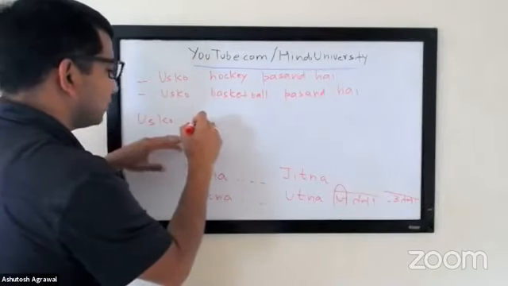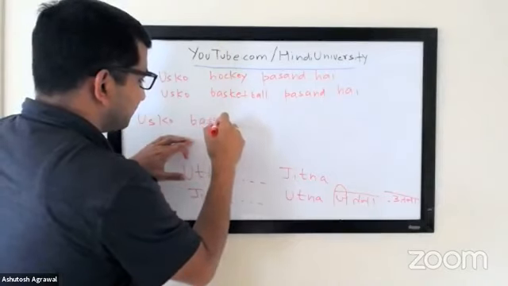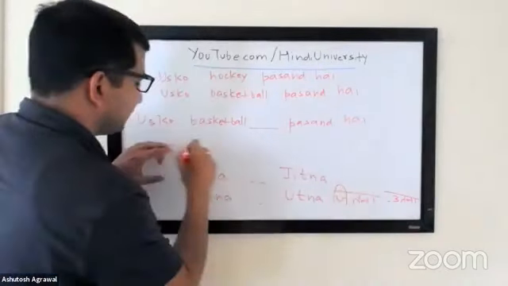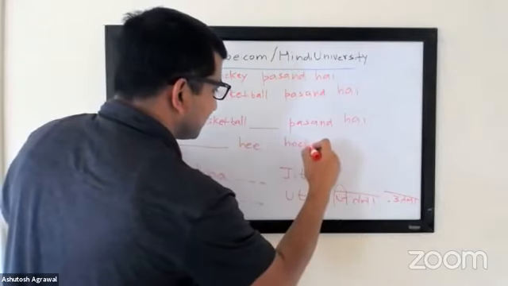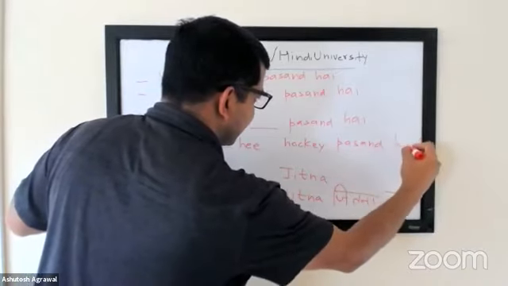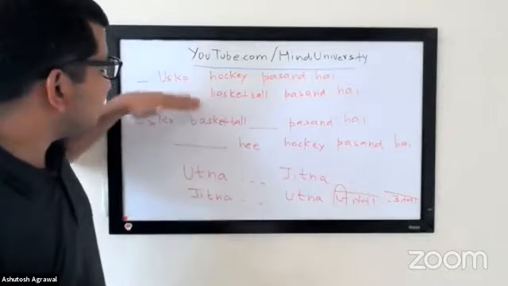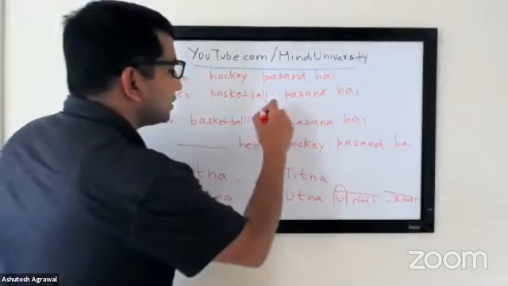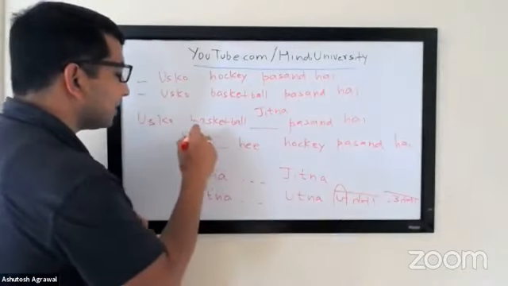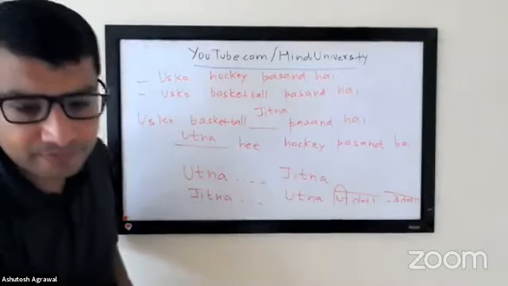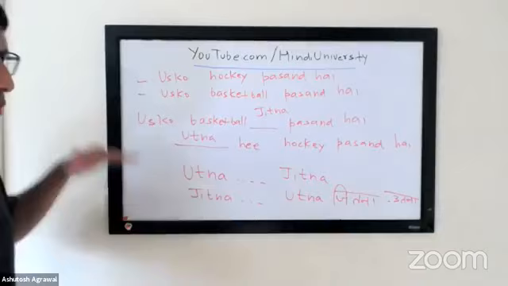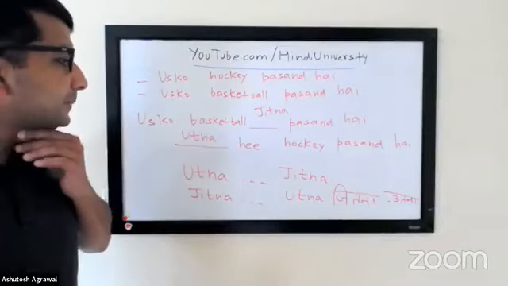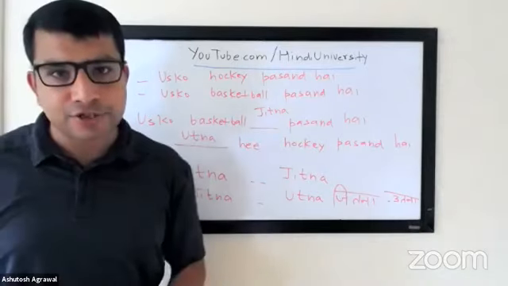So उसको basketball जितना ही पसंद है, उतना ही हॉकी पसंद है. Now these two we just learned, right? उसको basketball पसंद है and then hockey पसंद है. Then you fill in the blank here. उसको basketball जितना पसंद है उतना ही hockey पसंद है. That's how you fill it up. So he likes basketball as much as he likes hockey. That's how you are putting them into perspective. So this is how you use this as-as construction.